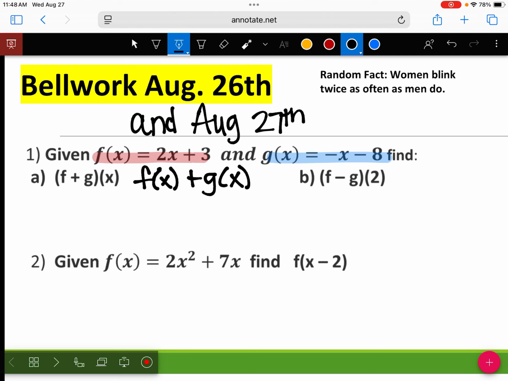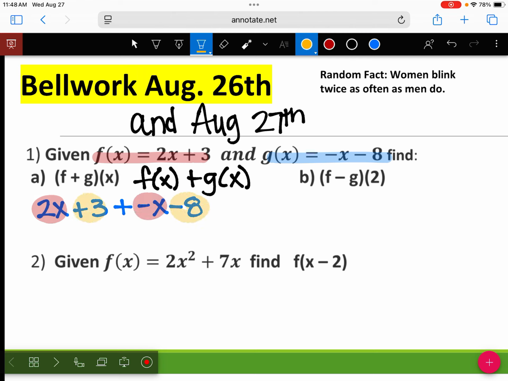So I'm going to take the 2x plus 3 and add that to the negative x minus 8. So when you combine your like terms, I'm adding these together, and I'm going to add these together. So the correct answer that I'm looking for on the skills check tomorrow and your quiz next week would be x minus 5. That is the answer.